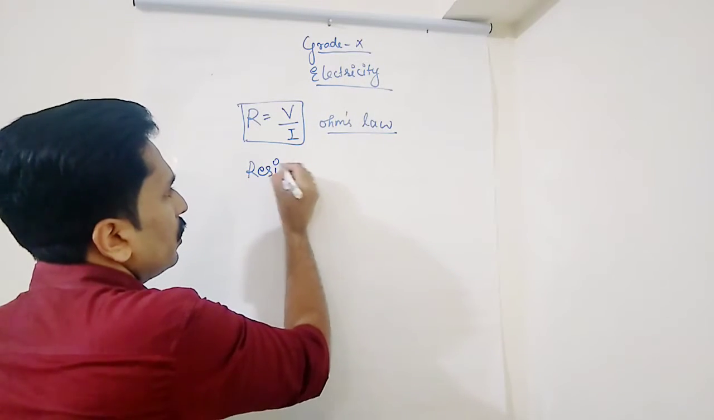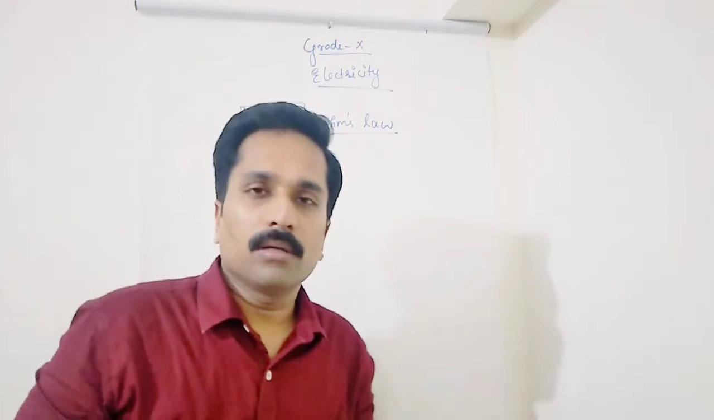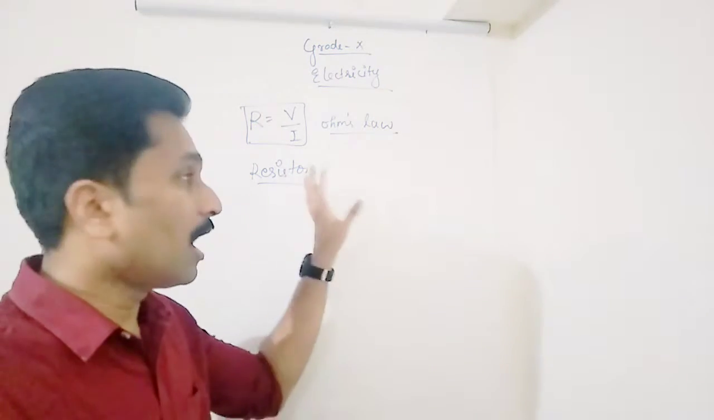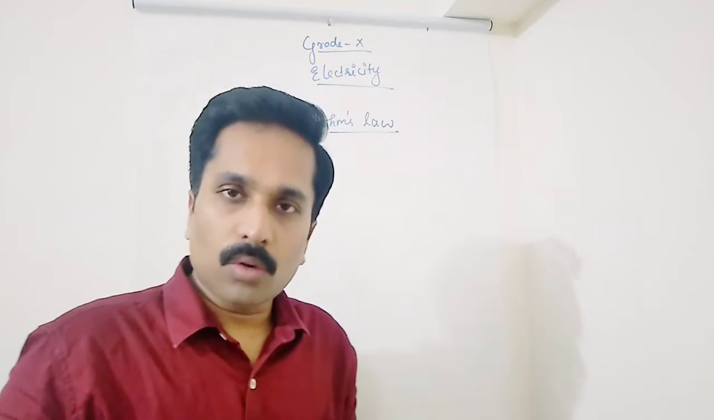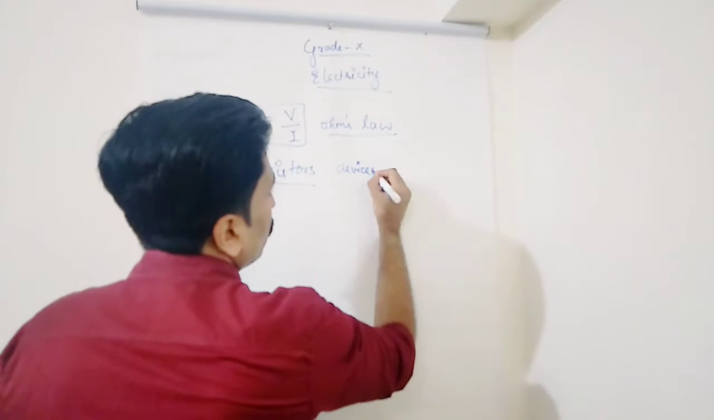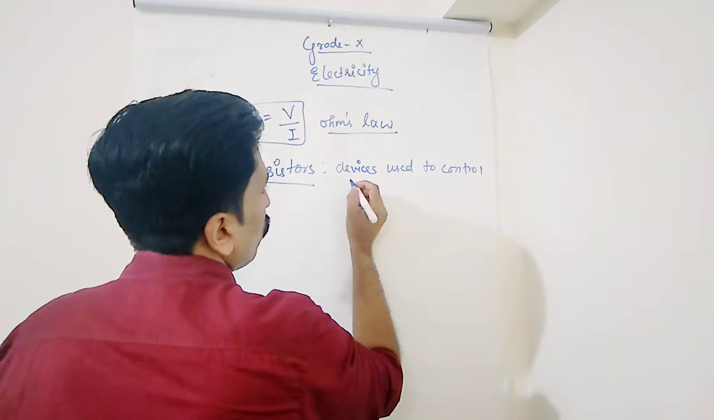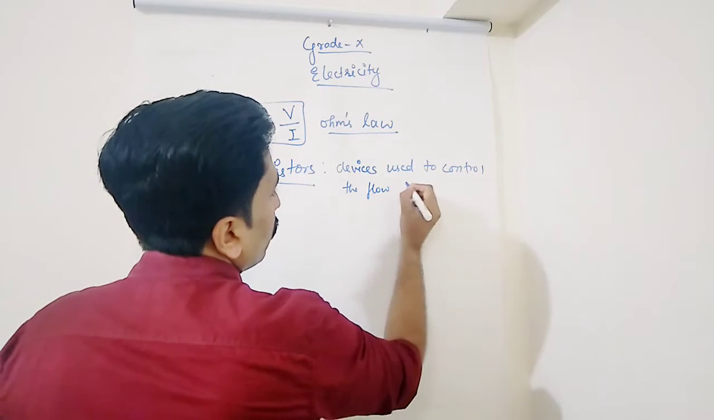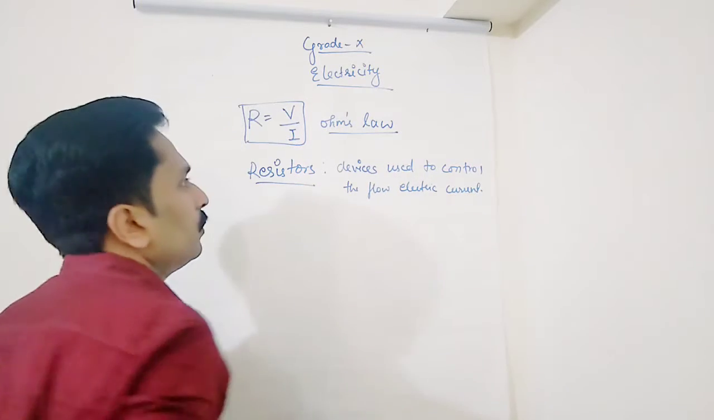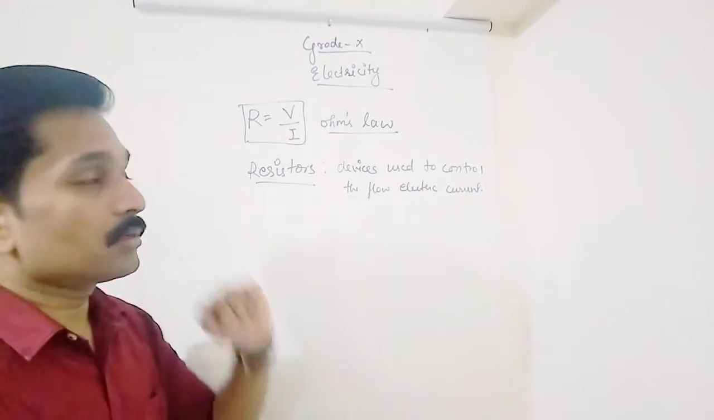What are resistors? You might have heard about resistors. Resistors are the devices which are used to control the flow of electric current. Those are resistors, and this is what resistance is.